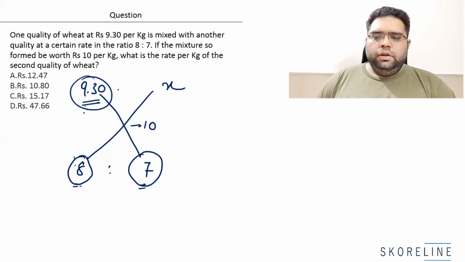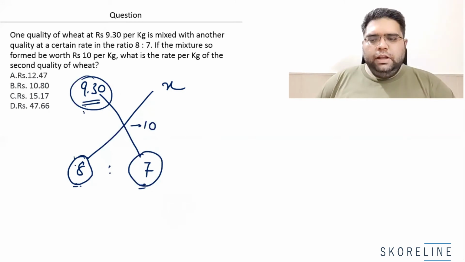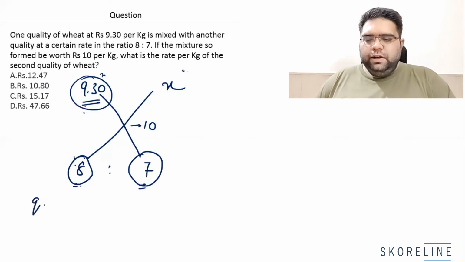You understand? If the ratio was given as the quantity of second to the quantity of first, then in that case we would have used X here and 9.3 here, right? Just remember this, because if you do not remember this, your answer will be completely wrong. So we are given the final ratio is 8:7, right?